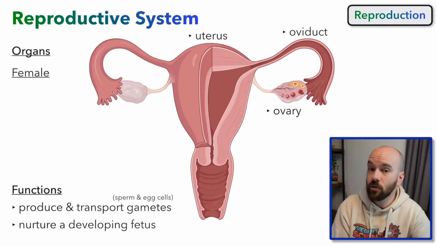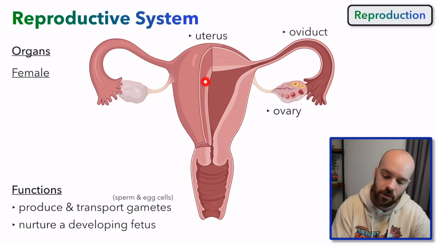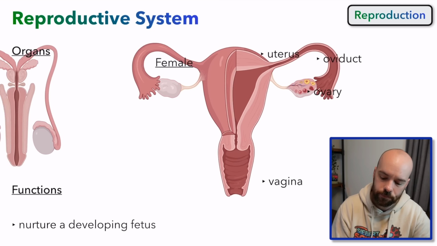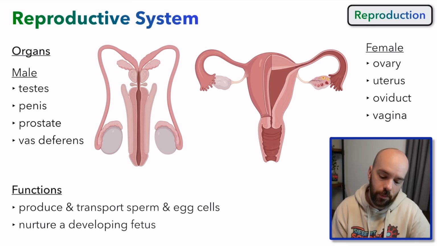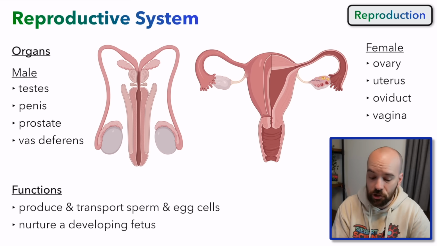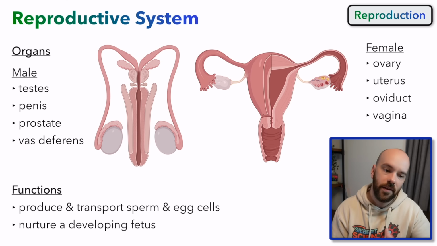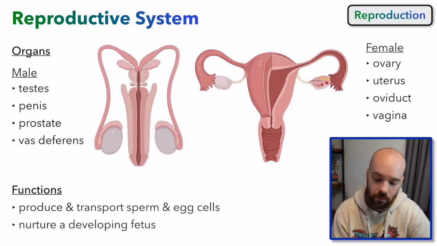Of course, during menstruation, if there's not fertilization, then when menstruation happens, that's the lining of the uterus that is leaving the body. And then finally down here, we have the vagina or the vaginal canal. And so those are going to be the main organs of the female reproductive system. So we've got the female and the male reproductive system. And of course, the main function of those systems is to produce and transport the sperm and egg cells. And then in the female reproductive system, to be able to nurture and develop a fetus and give birth to that fetus and have a new human.